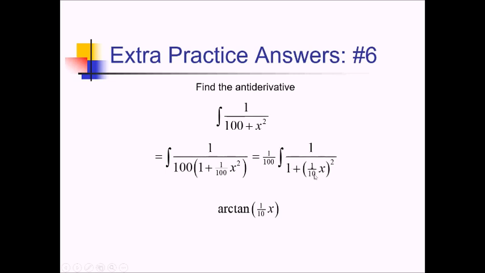Since I'm taking the antiderivative of something with a linear inner function, I have to divide by the inner derivative. So I'm dividing by 1 over 10, which means multiplying by 10. 10 times 1 over 100 is just 10 over 100, which I can reduce finally to 1/10. And then don't forget your plus c.